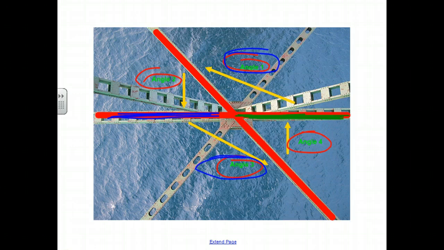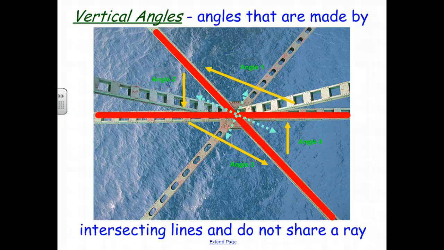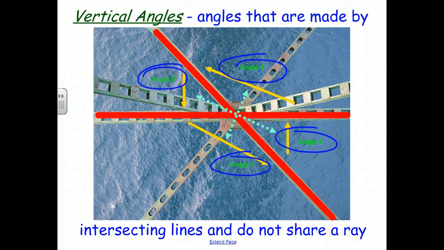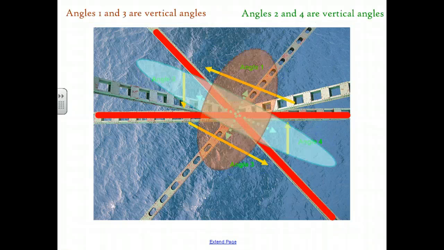We call these kinds of angles vertical angles, angles that are made by intersecting lines and do not share a ray, the point moving from the vertex of the intersecting lines away. So angles 1 and 3 don't share a ray. Angles 2 and 4 don't share a ray. So 1 and 3 are vertical angles, and 2 and 4 are vertical angles.